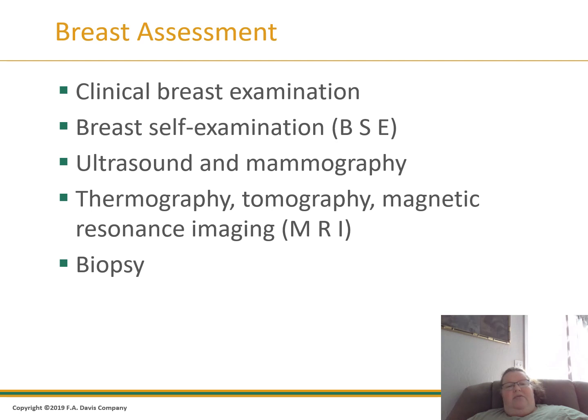Ultrasound and mammography, of course, that's the key. Is you get mammograms every 2 years, like clockwork, from the time you're 40 until 100. That's kind of the standard. Thermography, tomography, MRI, and biopsy if necessary.